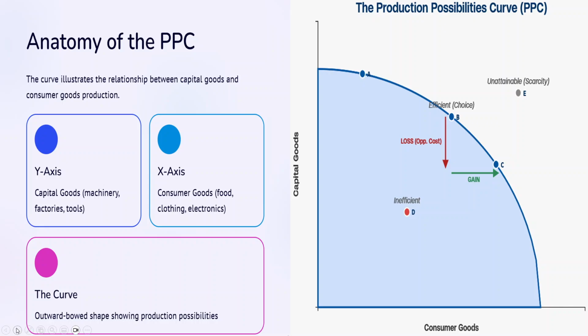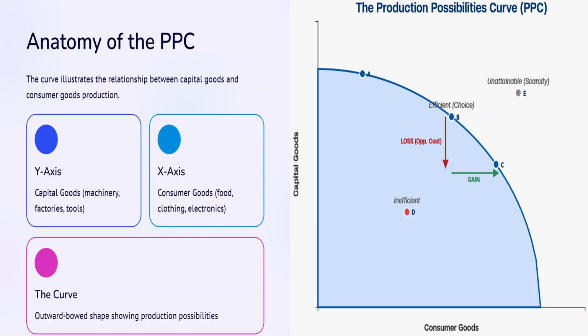Let's draw one. Imagine an economy that can produce only two types of goods: consumer goods like pizzas and smartphones, and capital goods like machinery and factories. We place capital goods on the y-axis and consumer goods on the x-axis. The curve itself, which we call the PPC or the production possibility frontier, bows outwards from the origin. Any point on the curve, like points A, B, or C, represents a combination of goods where the economy is using all its resources efficiently. This is called productive efficiency.